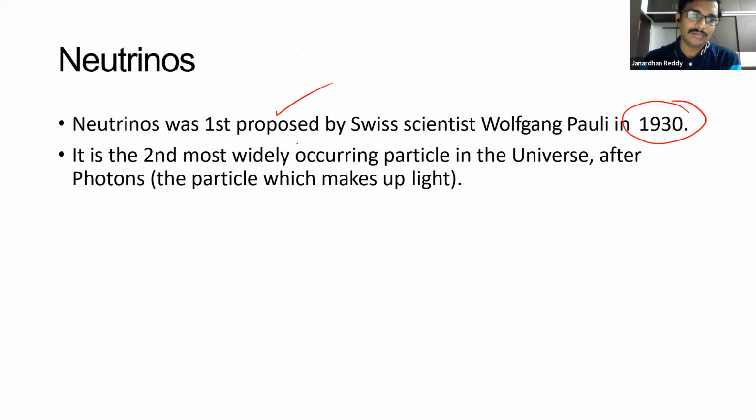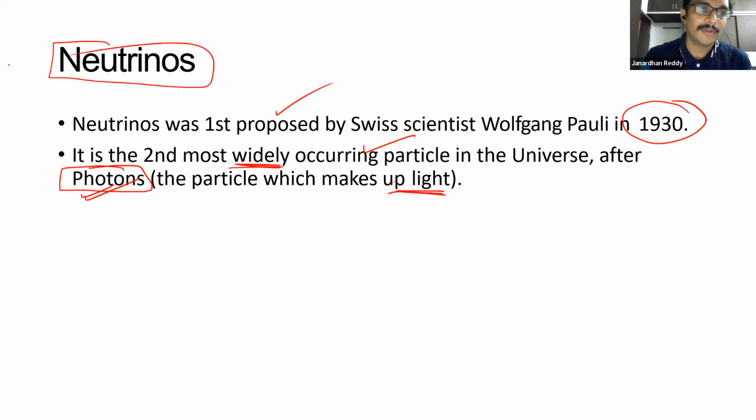So this is the second most widely occurring particle after photons. One understanding is light is made up of photons. After photons, the most abundant particle, not only in the solar system, not only on Earth, but in the whole universe, is neutrinos. Okay, so that is the thing. They are most abundant. If they are most abundant, why have we not discovered them till now? Anyone?